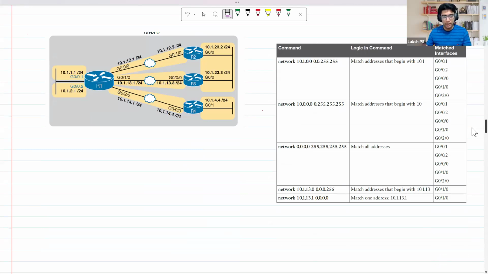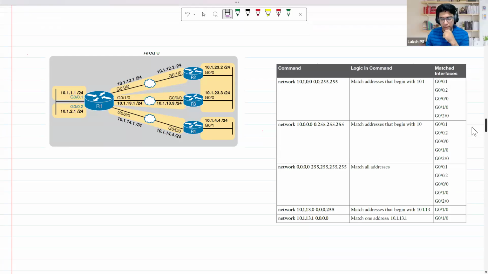Any problem understanding the advertising part? It's clear how the routing tables of R2, R3, R4, and the other routers are getting populated. That is how the flow is going. But the only doubt is how the combination is happening. That is a bit confusing. Maybe I will go through this once again.